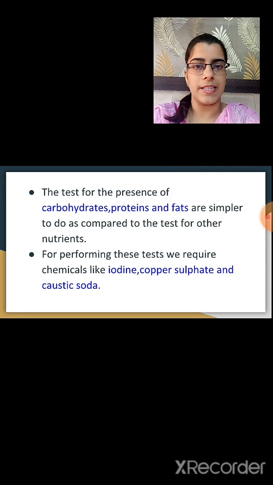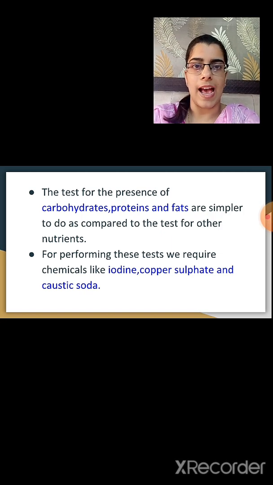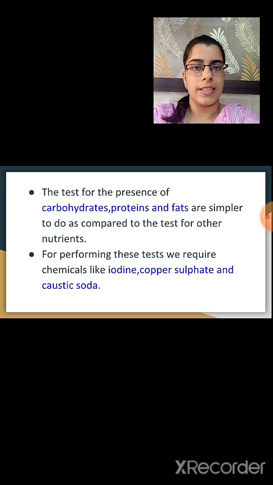The tests for the presence of carbohydrates, proteins and fats are simpler to do as compared to the tests for the other nutrients. Now, what were the different chemicals that we require to perform these tests? The chemicals needed to perform the tests are iodine, copper sulfate and caustic soda.